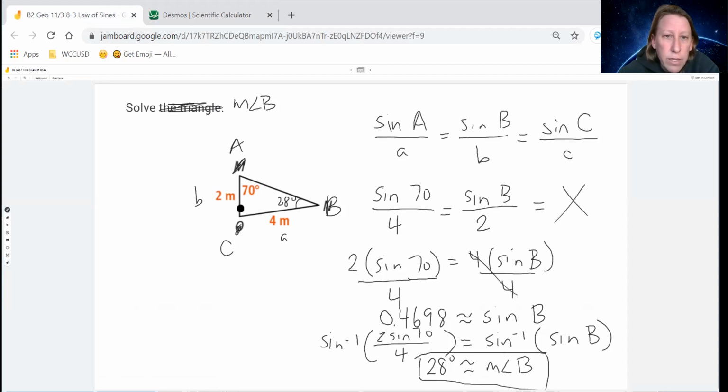I could find the other angle by subtracting from 180, and then I could go through and finish the rest of this. Right, that's your law of sines. It's pretty fun, not too hard, but yeah, you would need to practice it to get good at it.